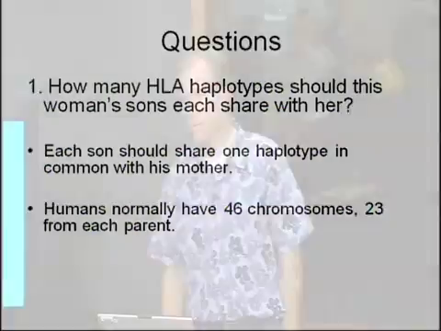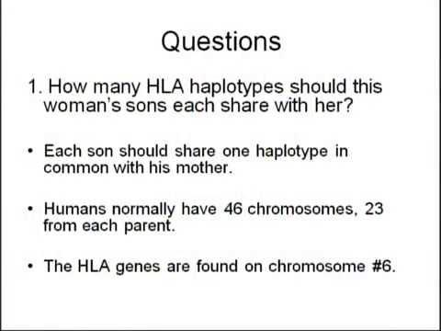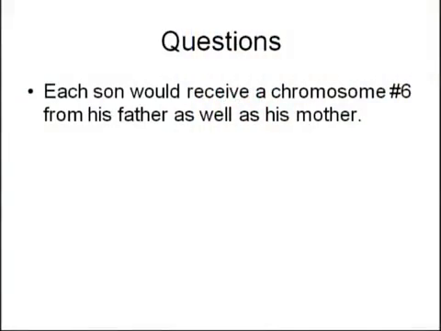So humans normally have 46 chromosomes, 23 from each parent. So you get 23 from mom, 23 from dad. So if Karen is the mom, then 1 of those should be from her. The HLA genes are found on chromosome number 6. So each son would receive a chromosome 6 from his father as well as from his mother.